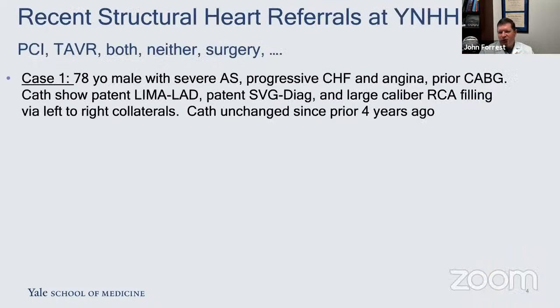And so I want to start just by going over 4 cases that we've had recently here at Yale, where we had to decide: do we PCI this patient? Do we proceed with a TAVR? Do we do neither? Do we do something else?